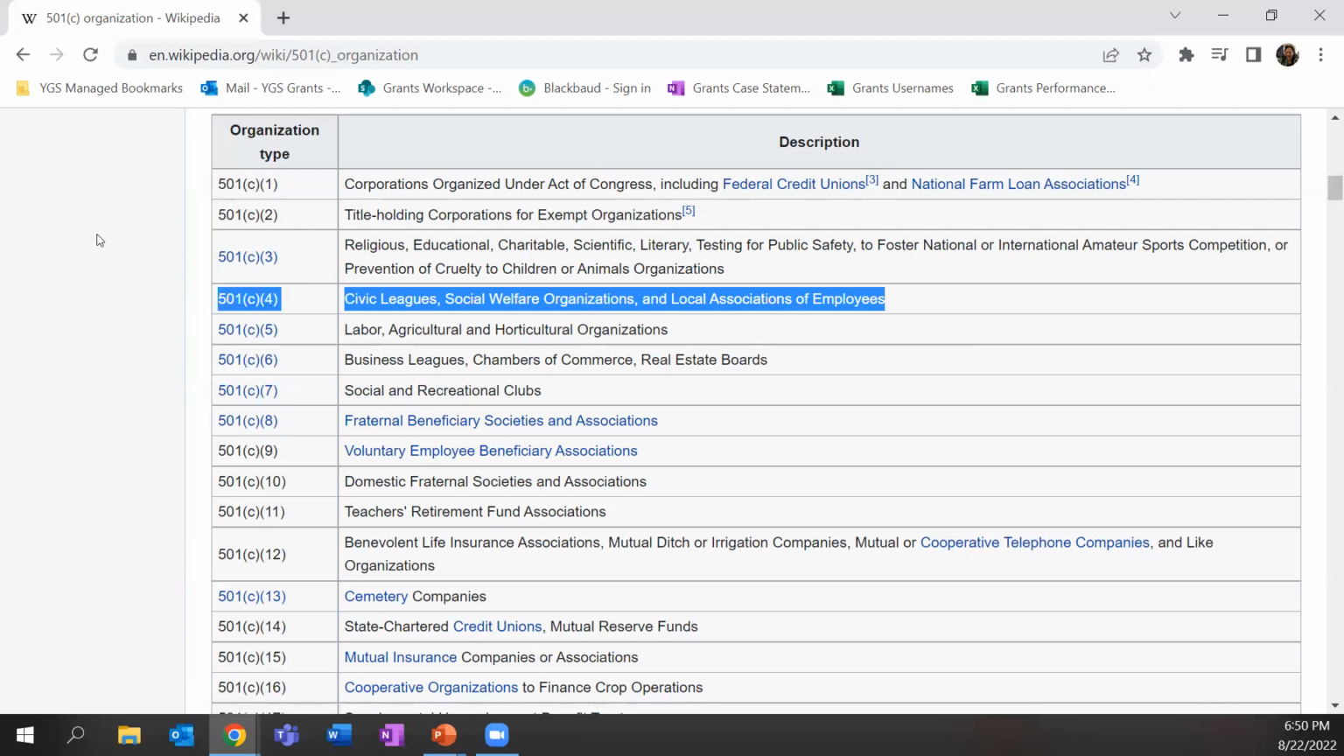C4s are typically associated with lobbying. So those contributions, while they may be tax exempt, are not tax deductible. So I can write off my $100 to a charity, which would qualify under C3. I could not do that if I contributed to a C4. Questions there?